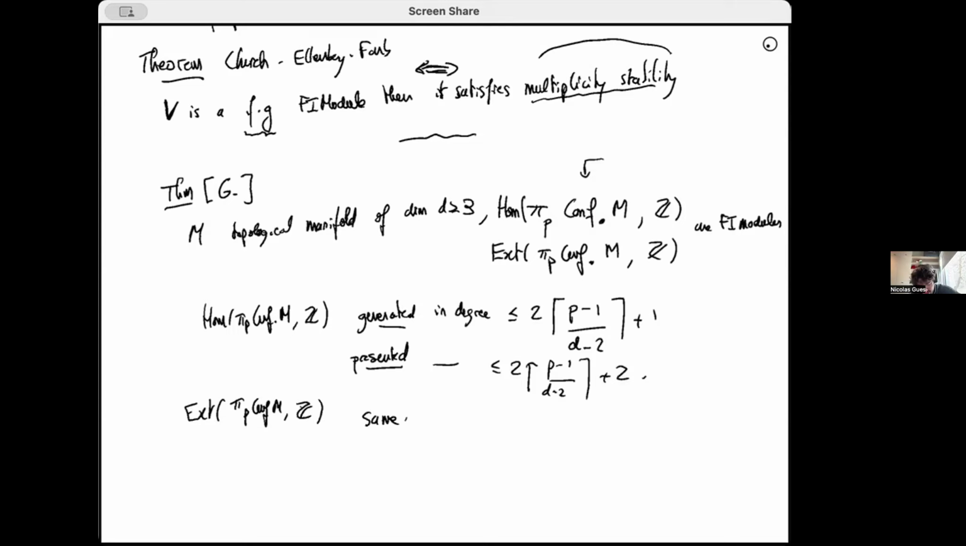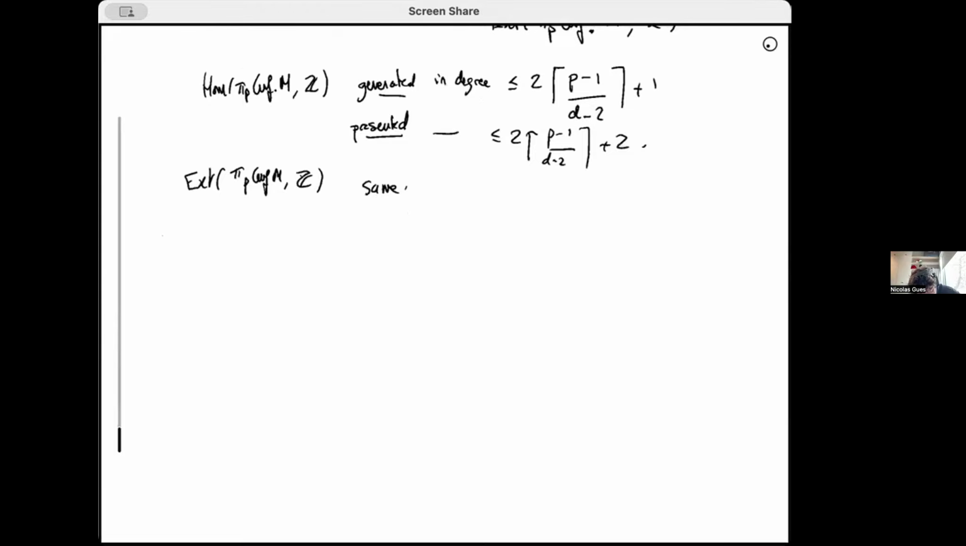So this completes a paper of Jeremy and Sander Cooper's, a paper from 2016, which stated that these were finitely generated, but without a bound, and they gave an explicit bound over Q.